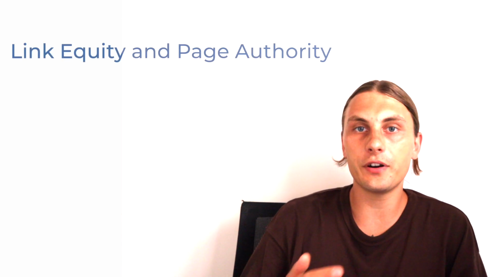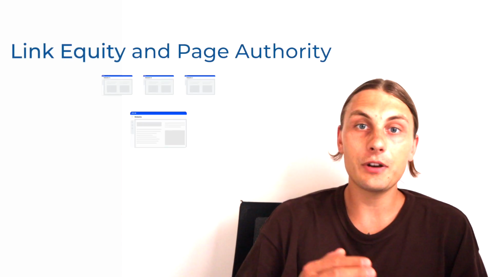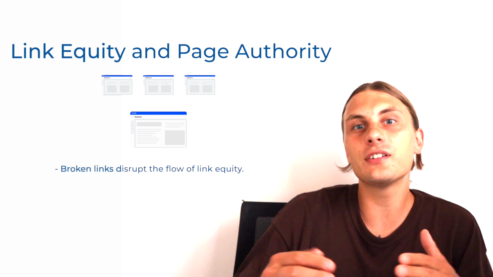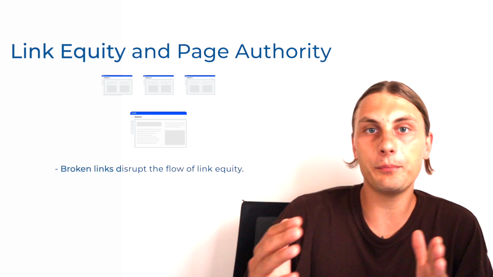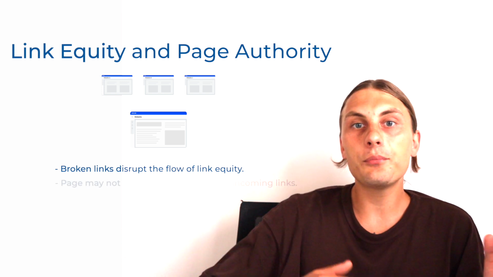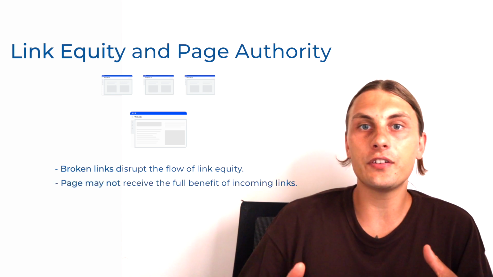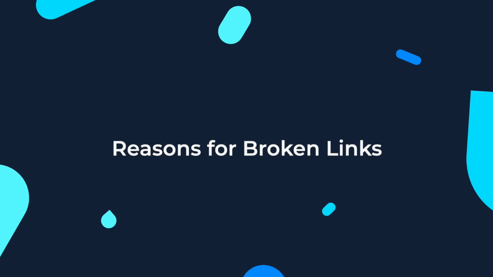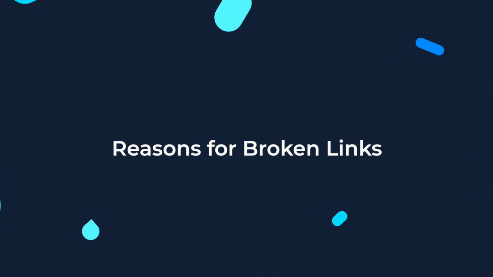In SEO, links play a significant role in determining the authority and relevance of web pages. When a broken link exists on a website, it disrupts the flow of link equity, which is the value of authority passed from one page to another through links. If an important page has broken links, it may not receive the full benefit of incoming links, potentially impacting its overall authority and ranking.